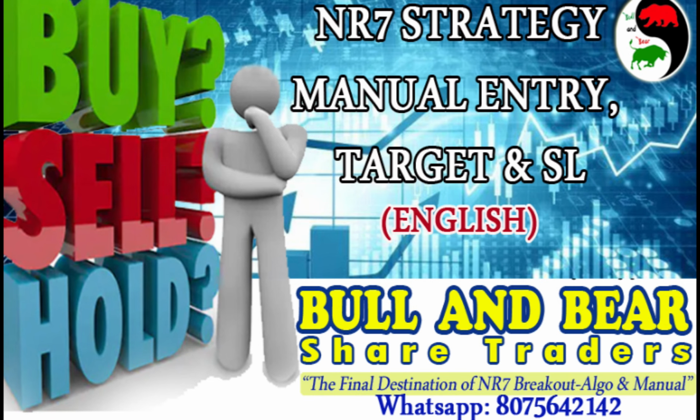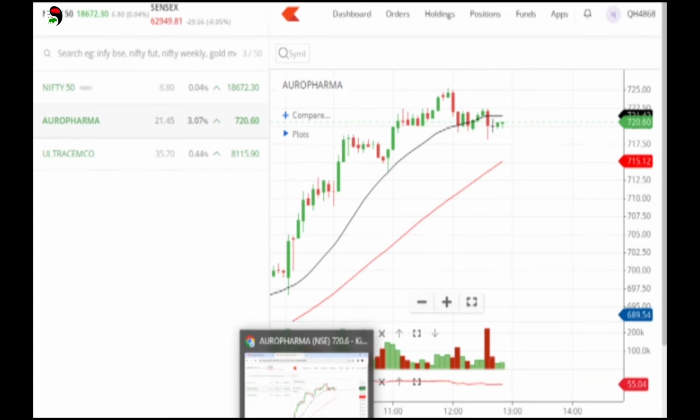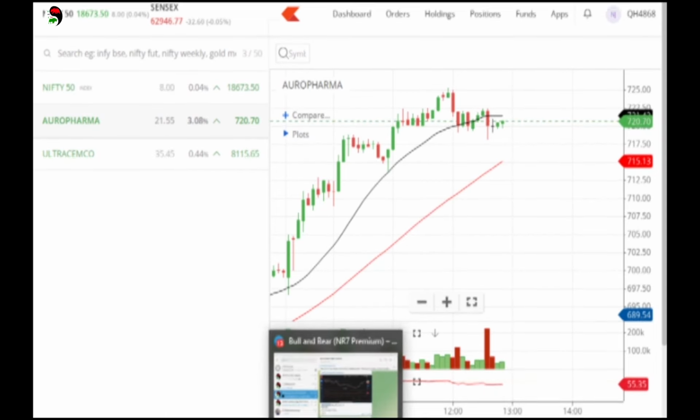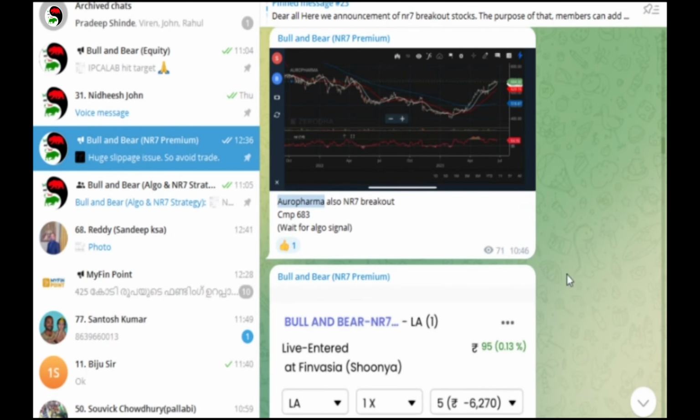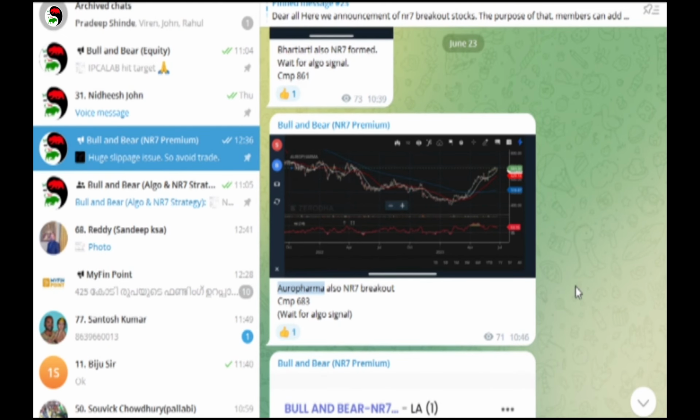Many have asked regarding the entry, exit as well as setting the stop loss when I notify that a particular stock has satisfied the NR7 strategy, and therefore we have come up with a new video explaining how a manual entry can be made. So for example, we'll be taking a stock that I notified on 23rd of June at 10:46 a.m. as having satisfied the NR7 strategy.